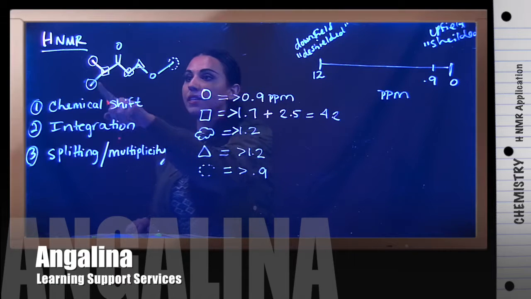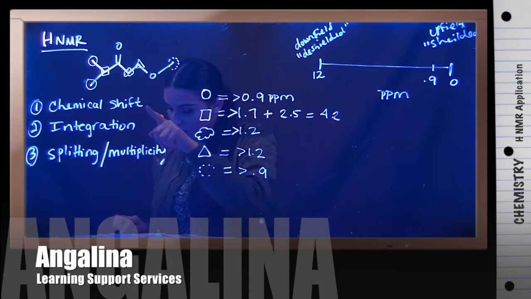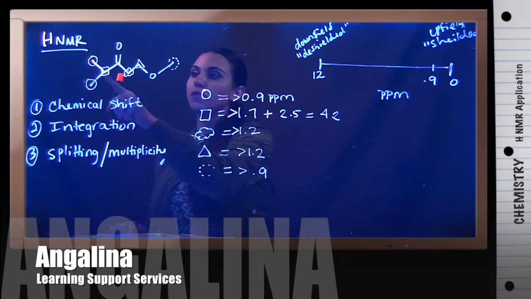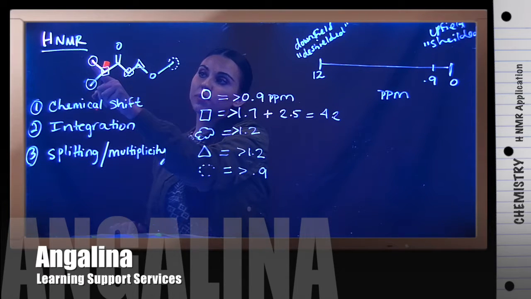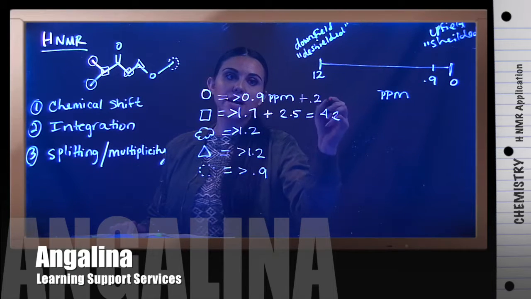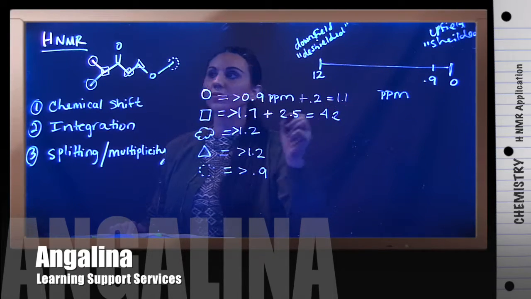All right, these methyl groups are 2 away from the carbonyl, so we're going to add about 2. We call that beta. So this is the alpha position, this is the beta position. The alpha position to a carbonyl should add about 2.5 to whatever the signal is. The beta position to a carbonyl, you want to add about 0.2. So we're going to expect this to be about 0.2 higher than it normally is, so about 1.1.